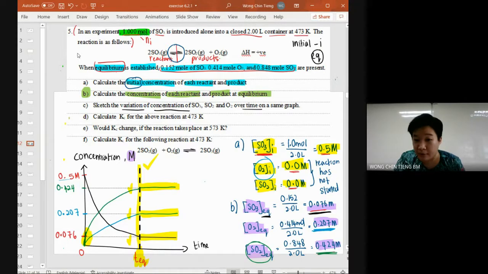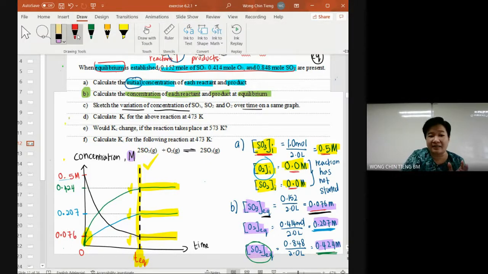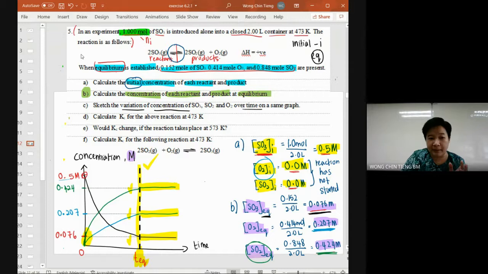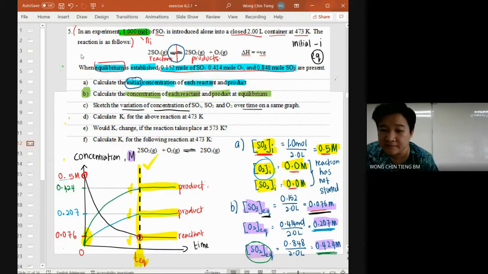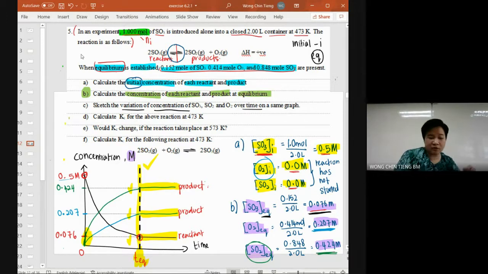Alright, dalam pilihan jawapan objektif betul. Selalu dia akan bagi gambar yang tak komplit. Bagi gambar komplit, hang tahu jawapan, right? So bila dia bagi gambar yang tak komplit, you need to identify bila dia turun daripada 0.5 sehingga 0.076, ini mesti reactant. Bila dia naik, ini mesti product. So dalam objektif nanti, you need to be able to identify this. Make sense? Okay, question so far?